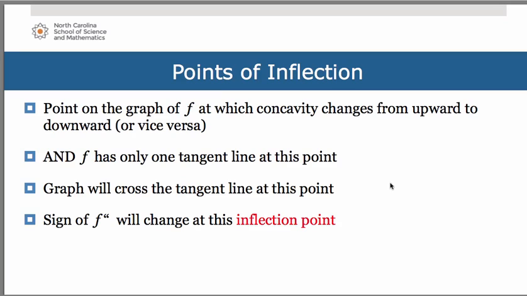If there is a point on the graph of f at which concavity changes from concave up to concave down, or vice versa, and if f has only one tangent line there, then the graph will cross the tangent line at this point. This point is called an inflection point, and the sign of the second derivative will change at this point. Let's look at some graphs of some examples for you.